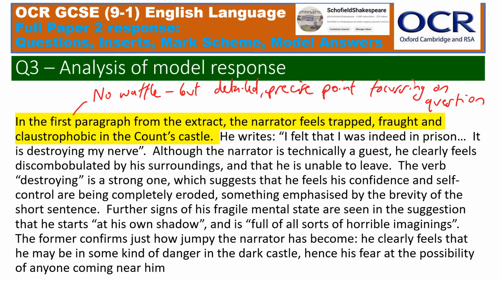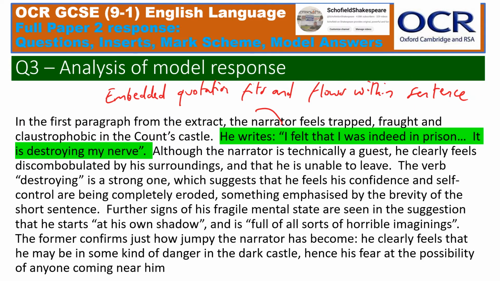Why does this achieve 12 out of 12? Well, note how specific I am in the very first sentence. I immediately answer the question about the narrator's feelings and give a very detailed point that he feels trapped, fraught, and claustrophobic. Next up, of course, is the carefully chosen quotation, ideally containing imagery and precisely introduced by "he writes". Note also the use of ellipsis so that I don't copy out more words than necessary. This allows me to skip to another phrase that I will subsequently probe in detail.